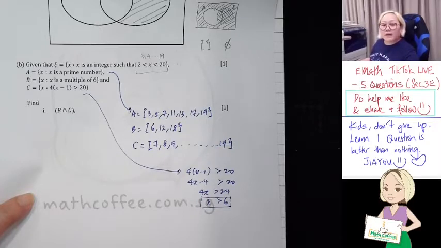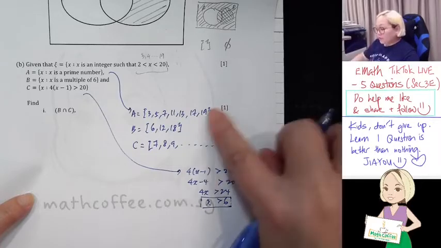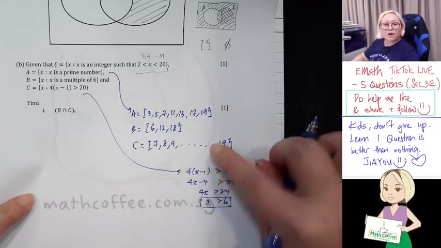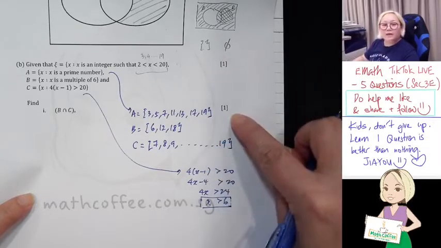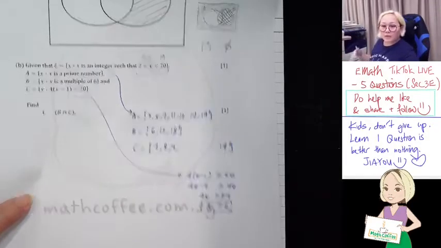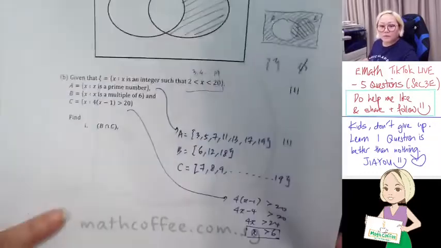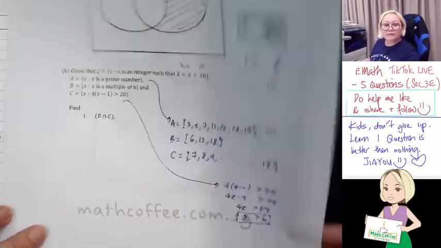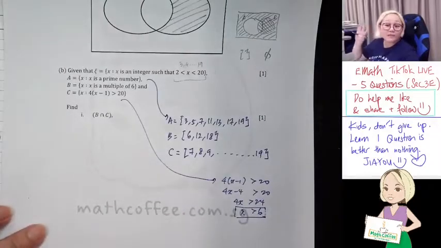Yes, Bernard, correct. It's 12 and 18. So that's why I always list the elements down. Although it's just 1 mark, make sure that you put the 1 mark straight away inside your pocket. I definitely will continue to teach maths. I've been teaching for 10 years.